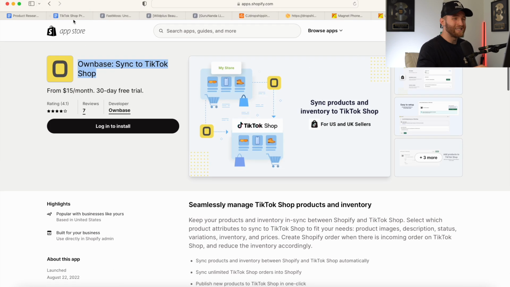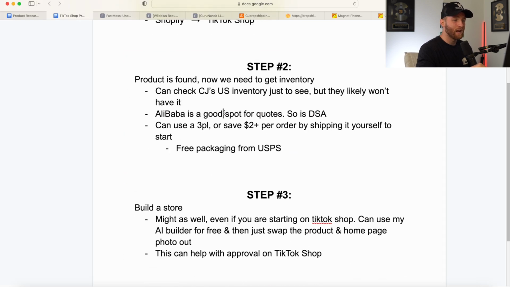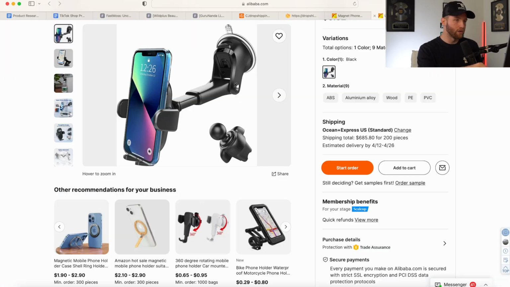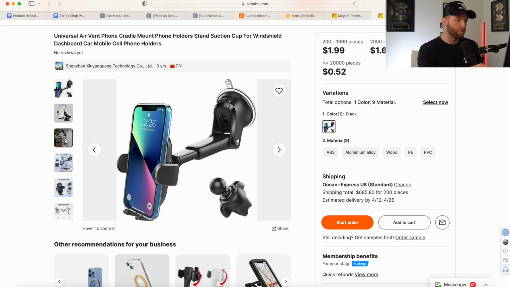And one thing people don't consider is also the fact that you should set up a store. So I'll jump here to step 3, but a lot of people are getting banned on TikTok Shop. Usually it happens right when you open your account. And it's not like you can't get that back. You can go through the appeal process and usually get it back. But one thing that can help if you plan on building a Shopify store at all, if let's say we're going to sell this universal air vent thing, whatever, okay, this little phone mount for a car.